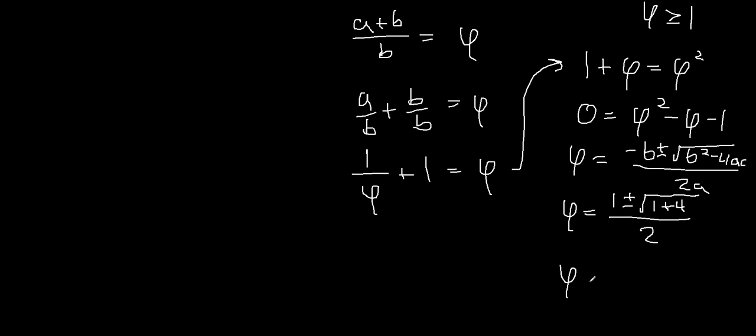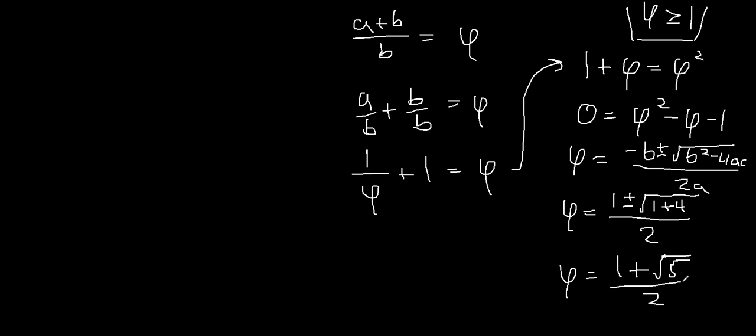So 1 plus or minus root 5 over 2. Now if we have 1 minus root 5 over 2, that's not going to be greater than or equal to 1 as stated in our restriction up here, right? So your final answer is 1 plus root 5 all over 2.